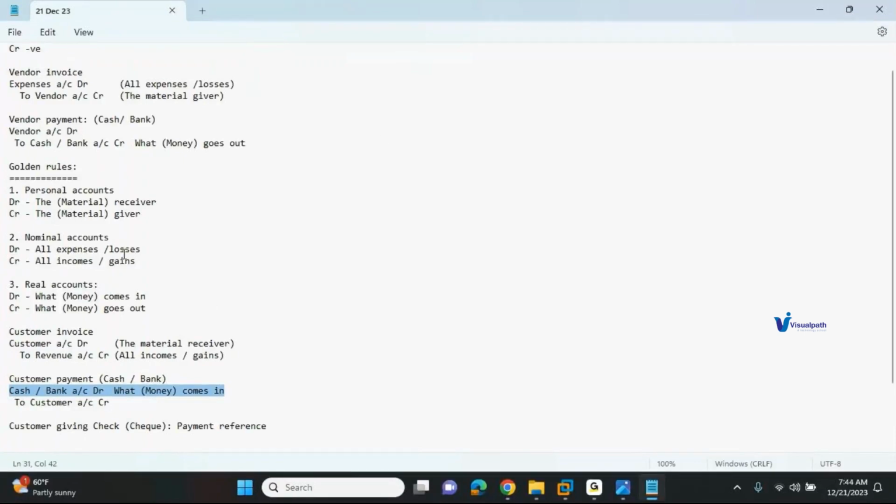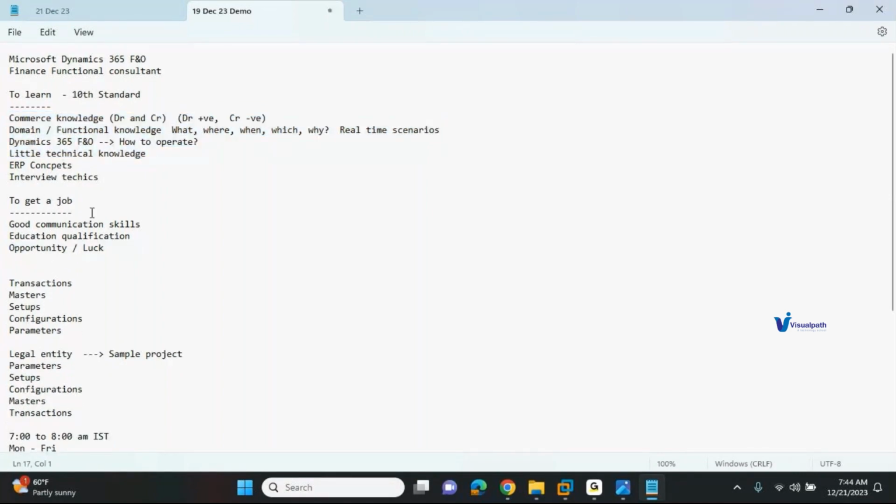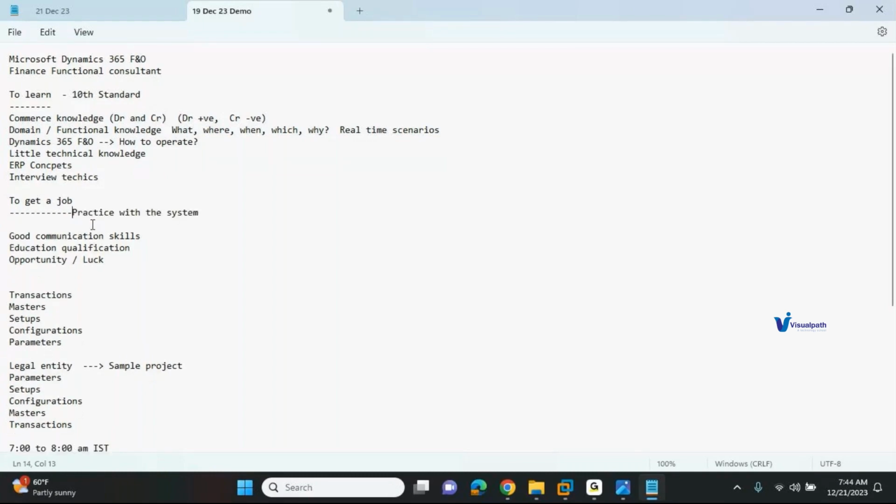Okay. Any questions about customer invoice, customer payment, vendor invoice, vendor payment? These 4 transactions, if you practice, that is enough. More than enough. These 4 you need to practice. As I told you, there is your task and my task. My task is to teach you in this manner, and your task is to practice with the system.